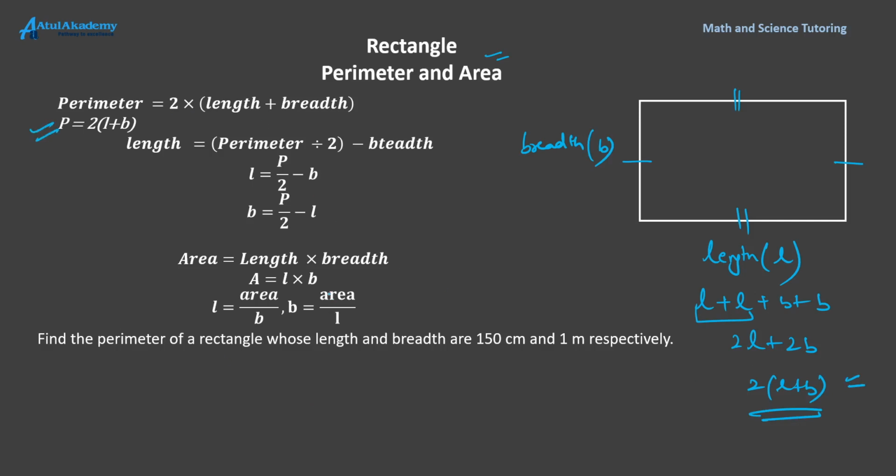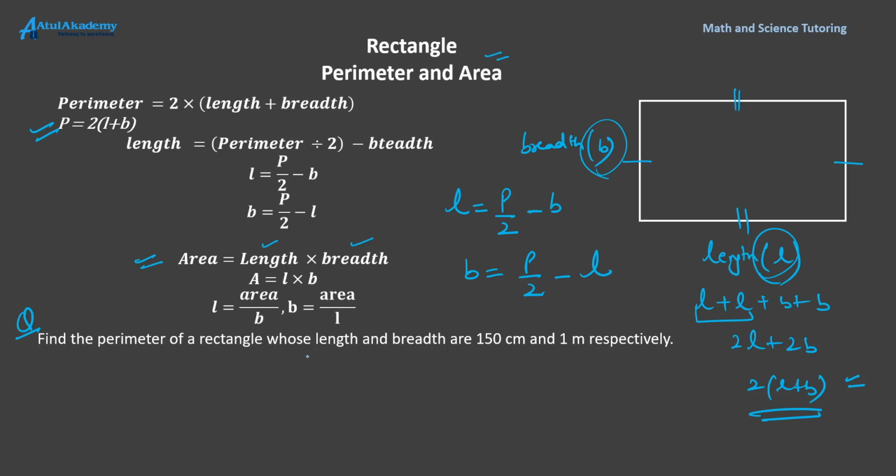Now if perimeter is given and one of these, L or B, is given to you, how do you calculate the other side? I've written over here, length is what? You divide perimeter by 2 minus breadth, you will get length. If breadth you have to find out, divide perimeter by 2 minus length. Area formula for rectangle, I think people know very well that it's length into breadth. So now let's do some questions and then it'll be easy to understand.